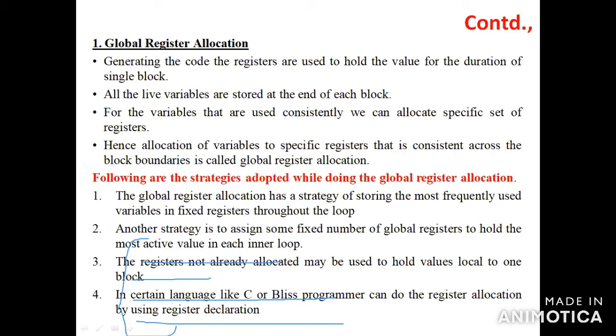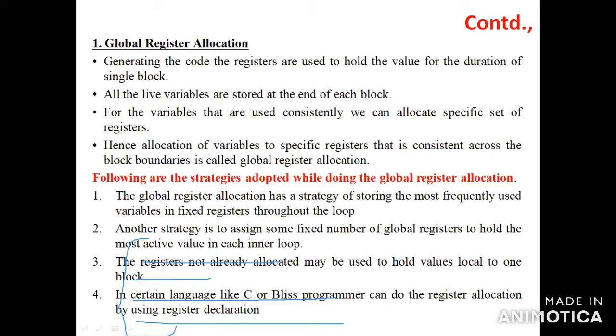Global register allocations. What are the strategies to be followed for global register allocation? The first strategy for global register allocation is storing the most frequently used variables. You have to store the most frequently used variable in a fixed register throughout the loop.